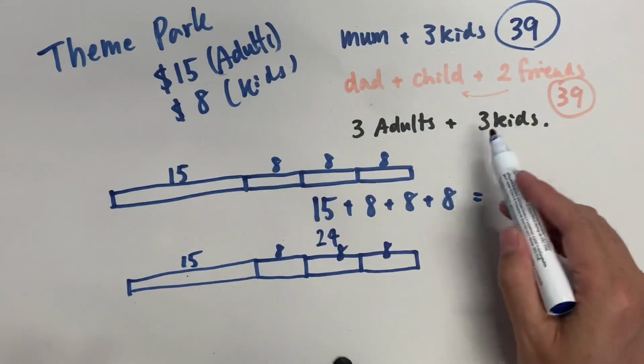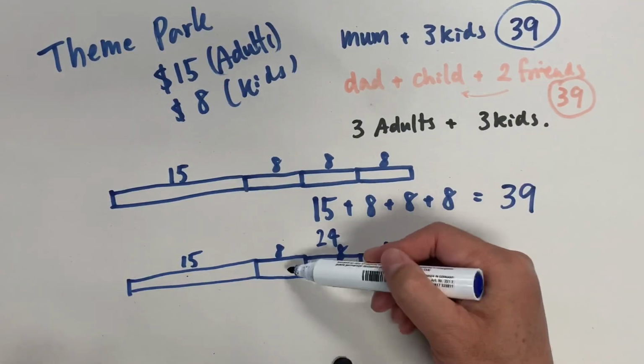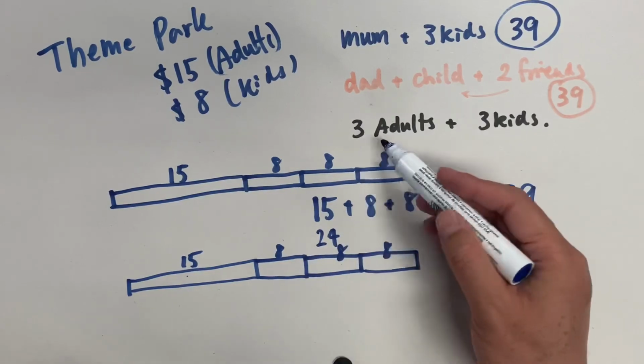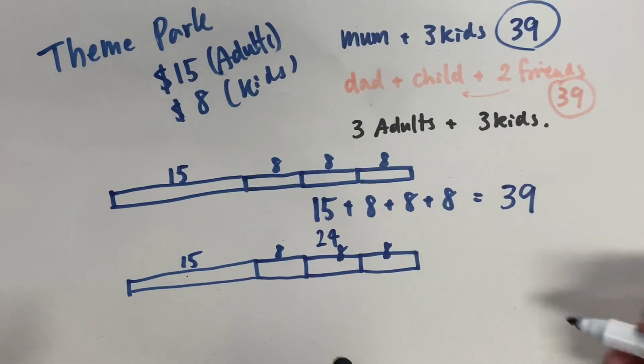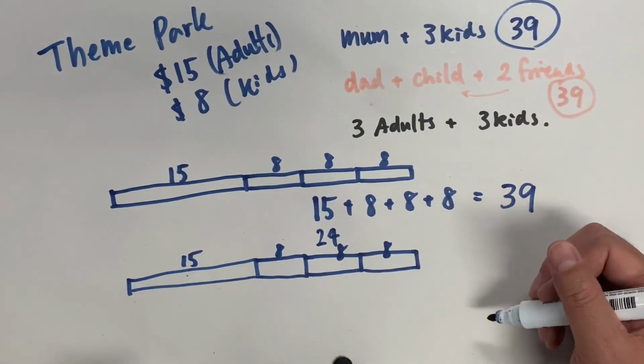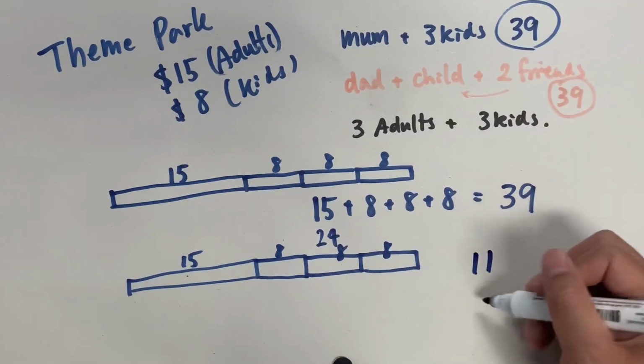Then you may have realized 3 kids are already here. I need to add 2 more adults here. I will leave that to you. Hope you enjoyed the bar model.